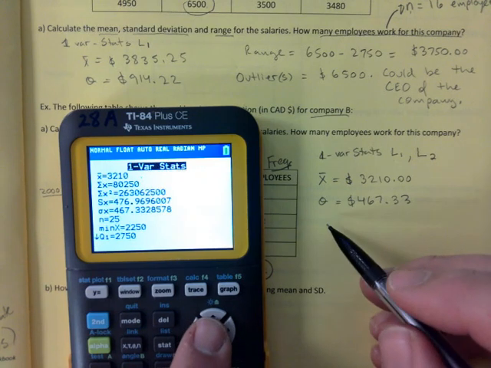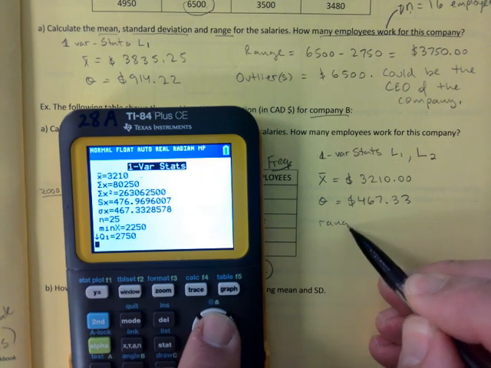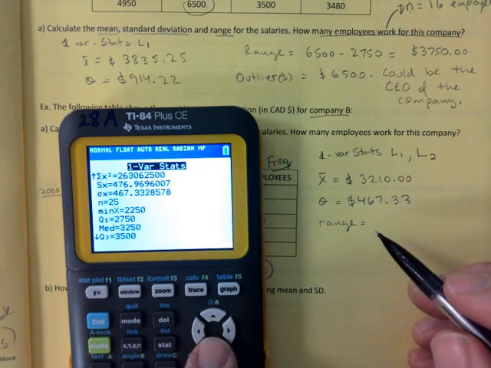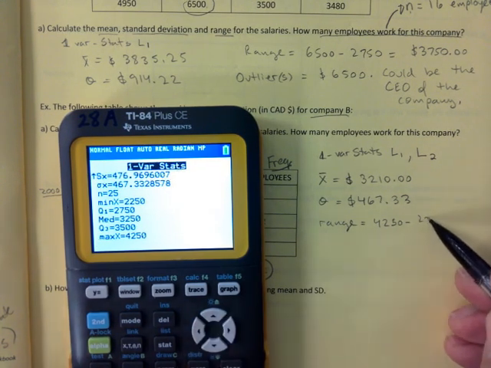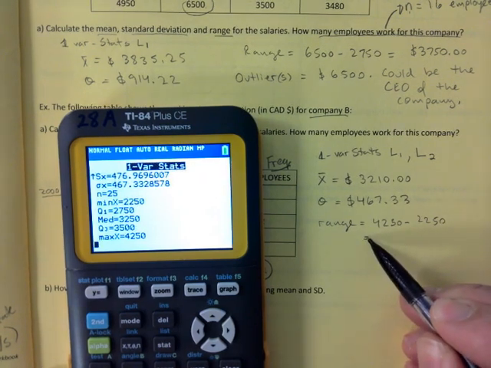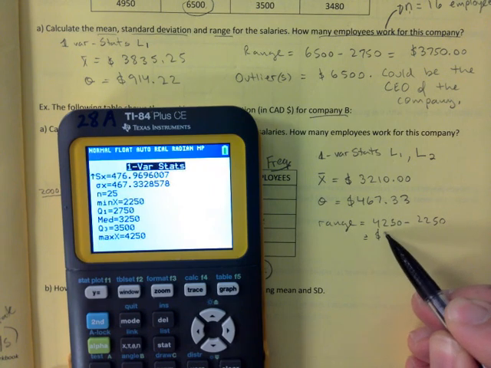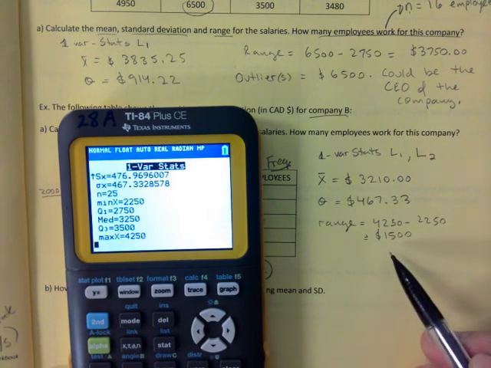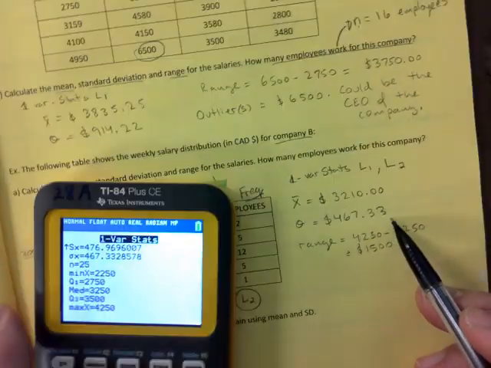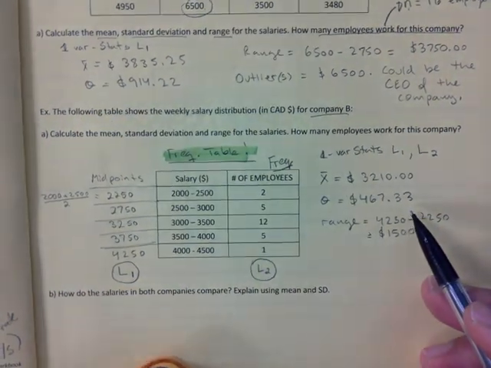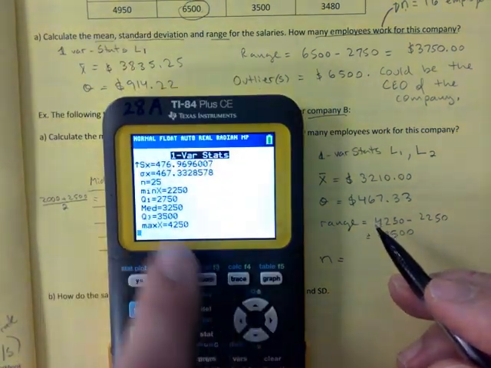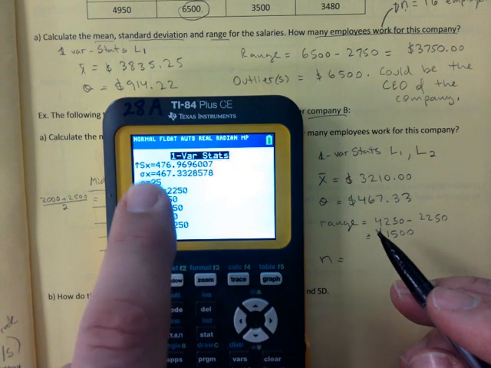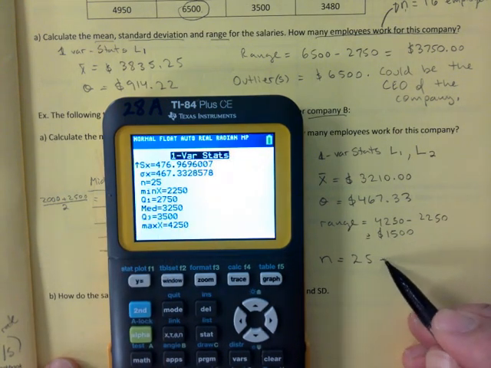My range is 4250 minus 2250, which is just 1500, right? Got all of those, sorry, standard deviation. And how many employees work in this company? You see it right there. N is 25, right? N is 25 employees.